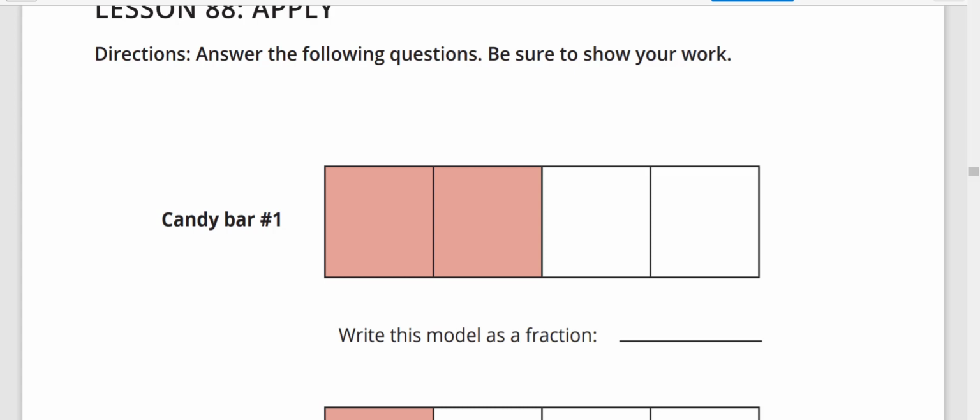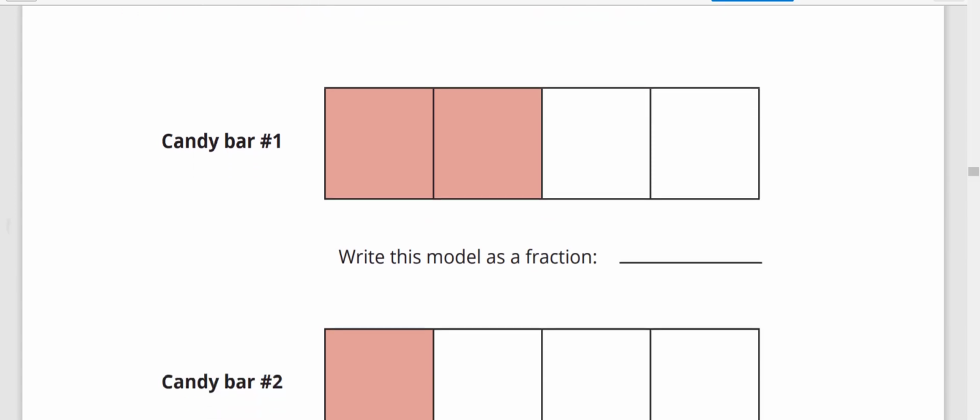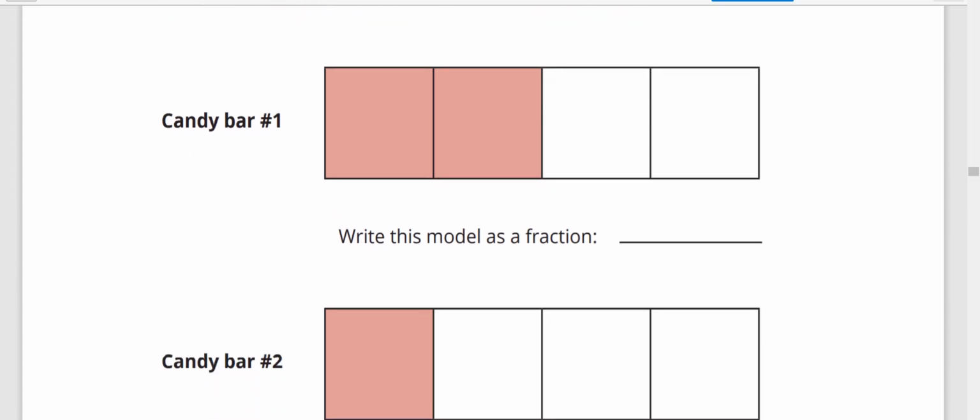Answer the following questions. Be sure to show your work. Candy bar 1. Write this model as a fraction. First, how many parts are in this model? Count 1, 2, 3, 4. So write 4 in the denominator. And how many shaded parts? 1, 2. Write 2 in the numerator. Candy bar 2.